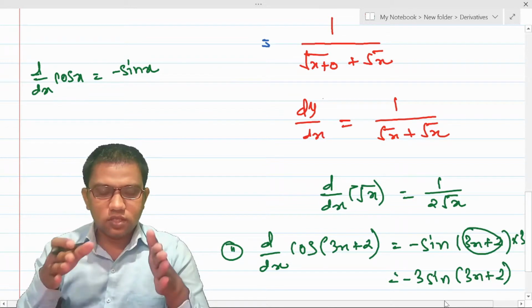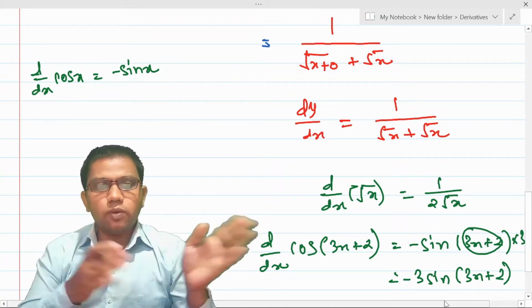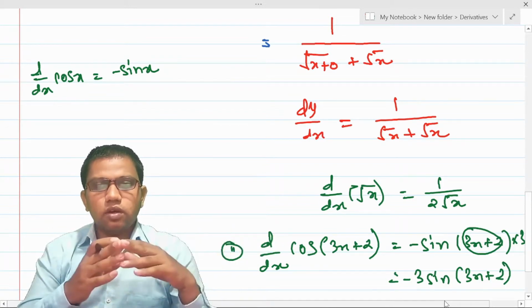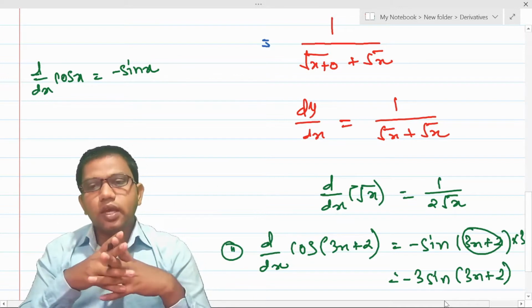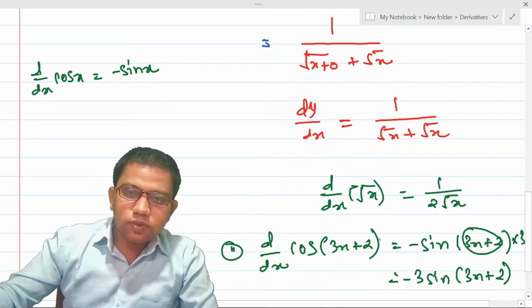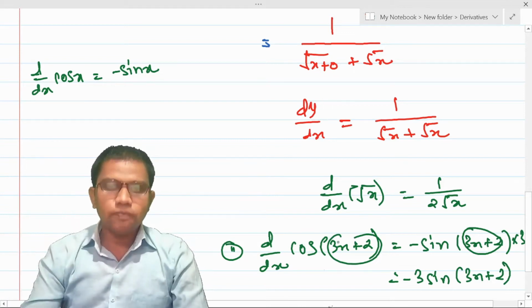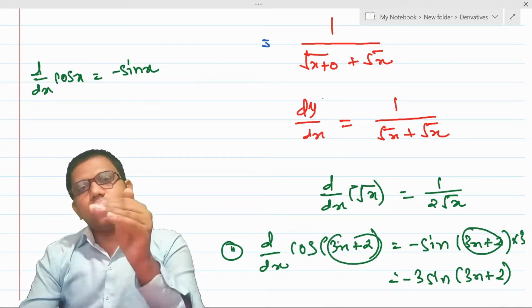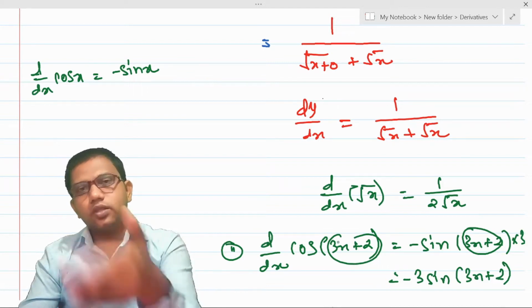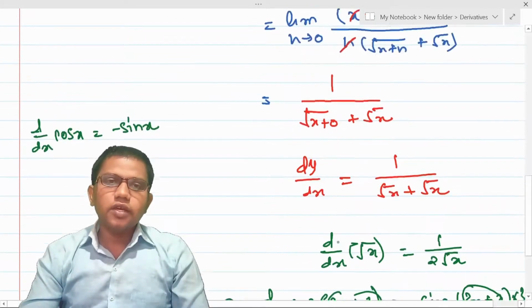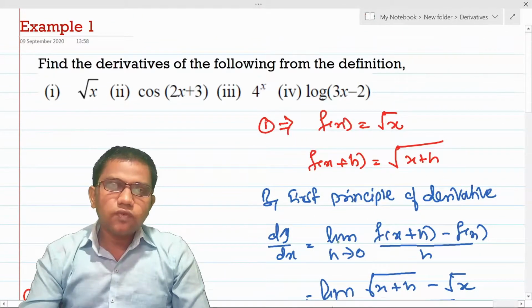So this is the derivative of that. We can find out this derivative with the help of those formulas that on the previous page we have seen. And what about the derivative of this 3x plus 2? This is part of composite functions, that we will discuss in the next lecture also. Okay, but you can also find out the derivative of cos of 3x plus 2 with the help of the definition, isn't it?